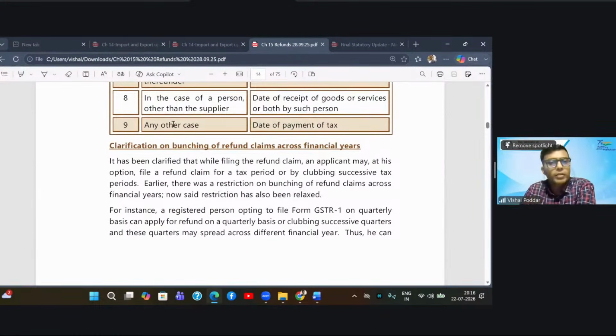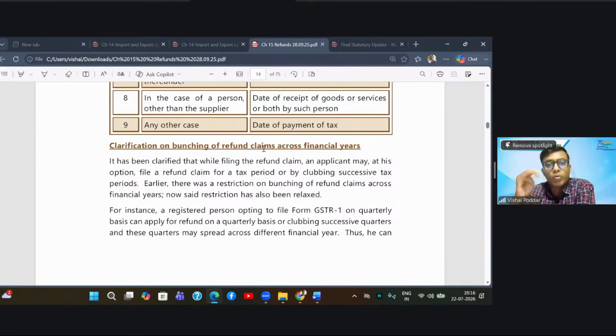Then comes the next point, clarification on bunching of refund claims. Now the question that arises is, I have refund arising in every month. So should I file the refund application month by month? The law says not necessary. You can club and file for a quarter or for 5 months or for 10 months or 12 months, whatever is your choice.